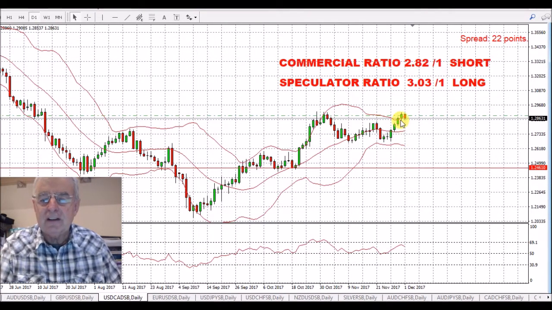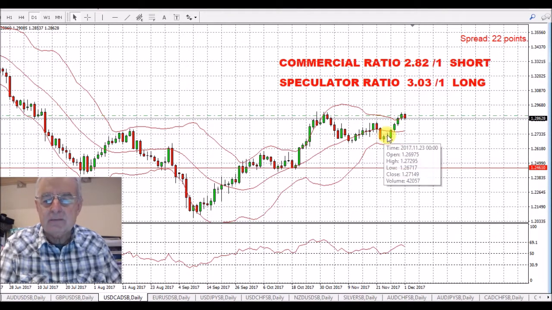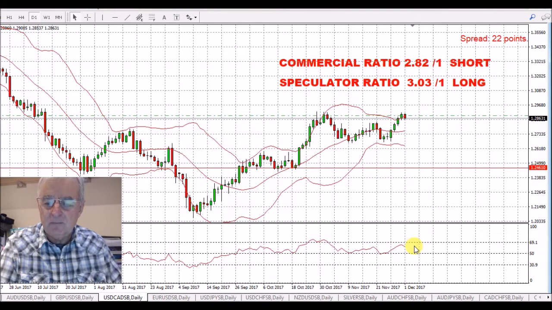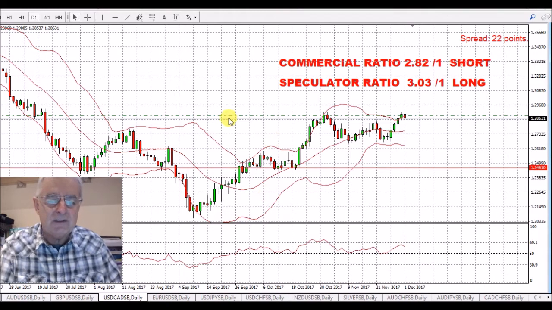USD Canadian dollar, I've had this trade on for quite a while. It's quite a cheap swap on this. So we have a commercial short ratio of 2.82 to 1. We've made a nice move up from the bottom. We've been in the doldrums for the last month or so with this pair. I think there's a lot more upside to come. We're well below the 69 and pointing down a bit at the moment. We'll see how that goes later on.